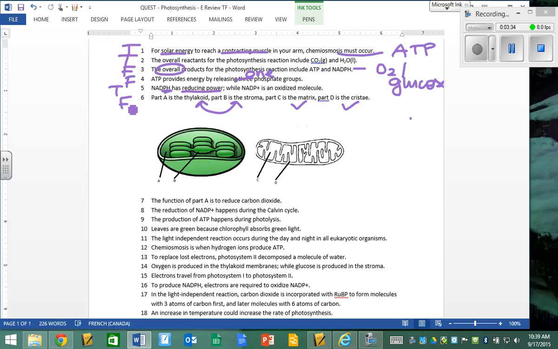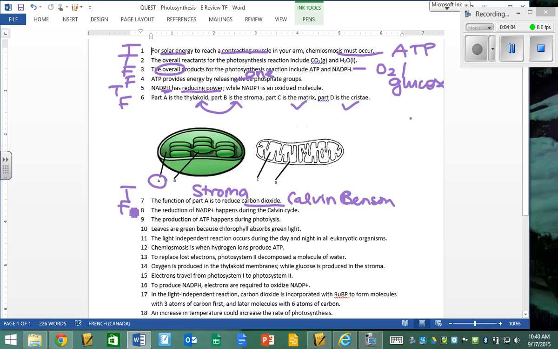Then I ask the function of part A, which we just decided was the stroma, is to reduce carbon dioxide. This is true. Carbon dioxide is used in the Calvin-Benson cycle. That's also called the light-independent reaction, or the second part. And the second part happens in the stroma. So that one is true.